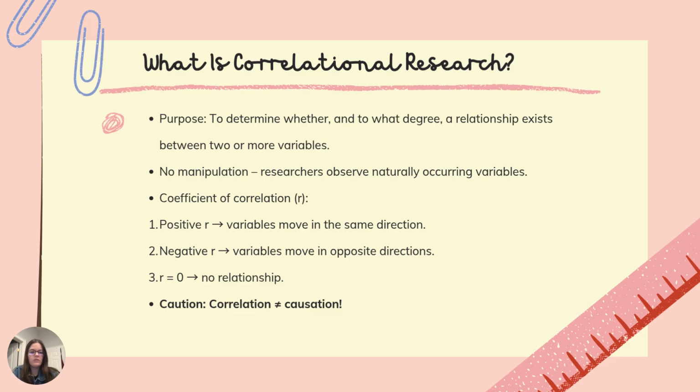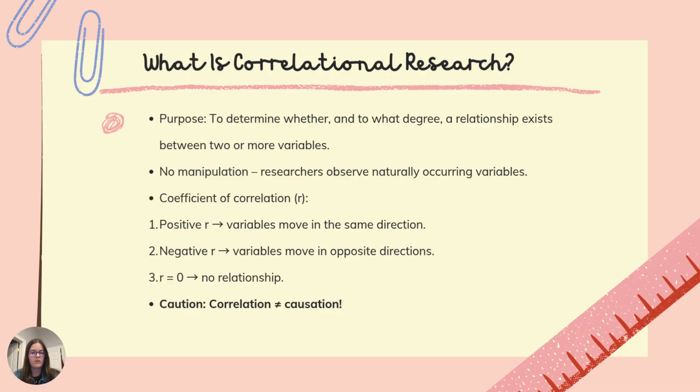So, what is correlation research? Correlation research looks at the relationship between two or more variables as they naturally occur. Unlike experimental research, it does not involve manipulating variables or assigning treatments. Instead, researchers observe and measure variables to see if they move together. To do this, they use something called a correlation coefficient. This means variables increase or decrease together.